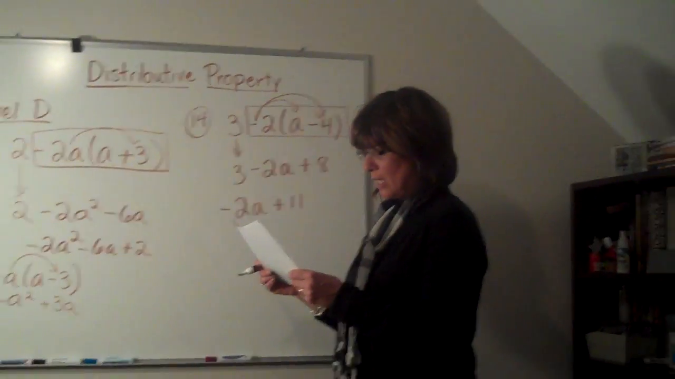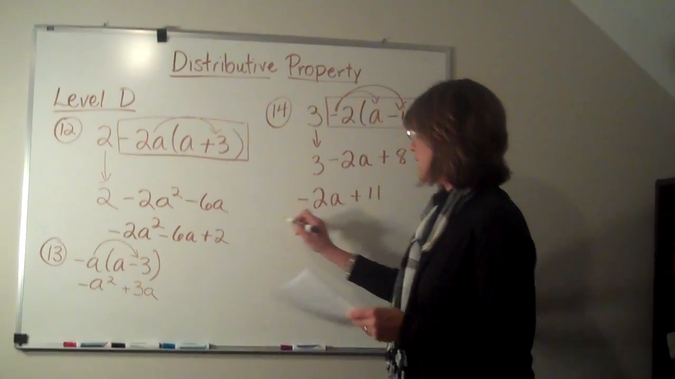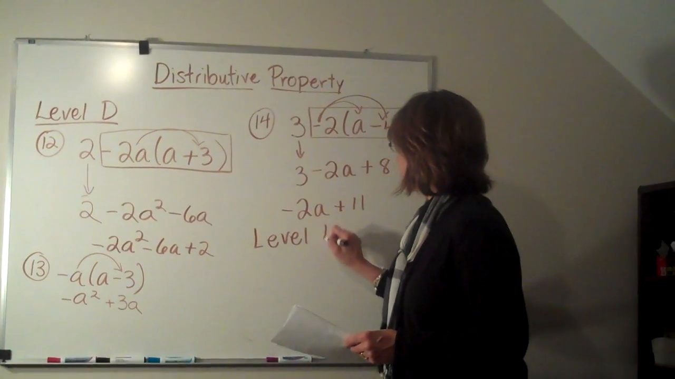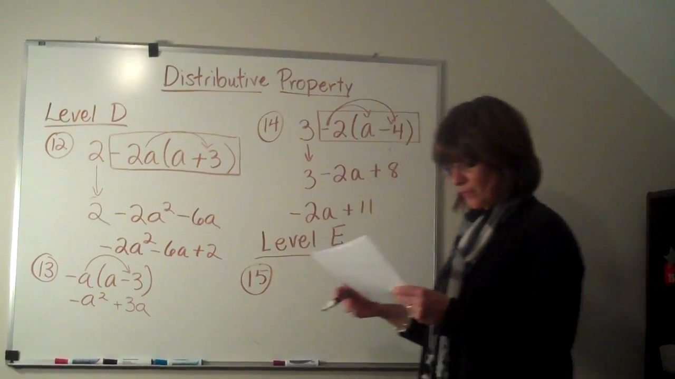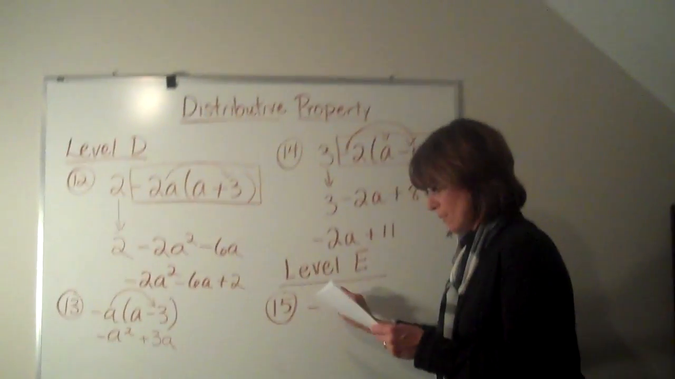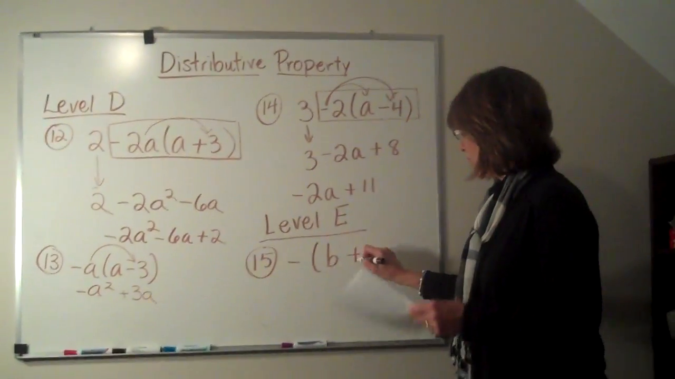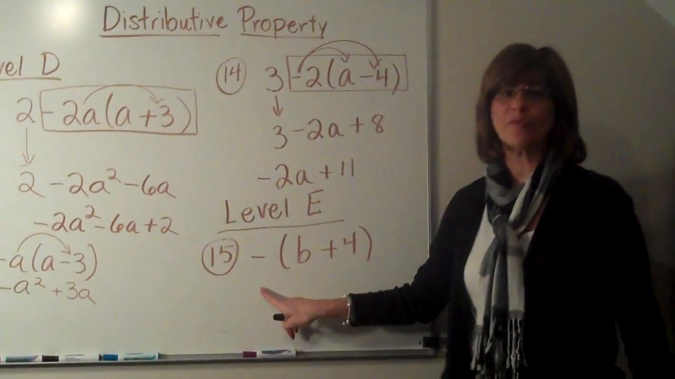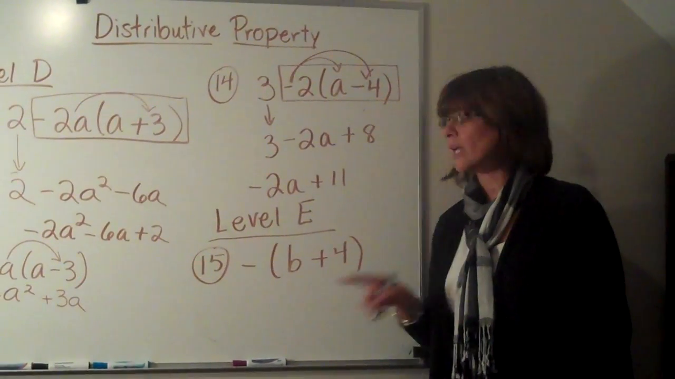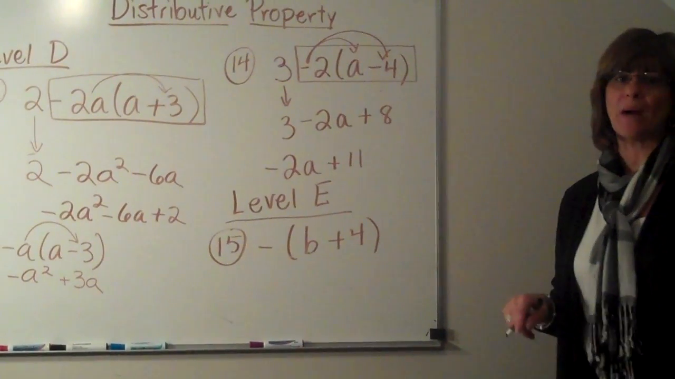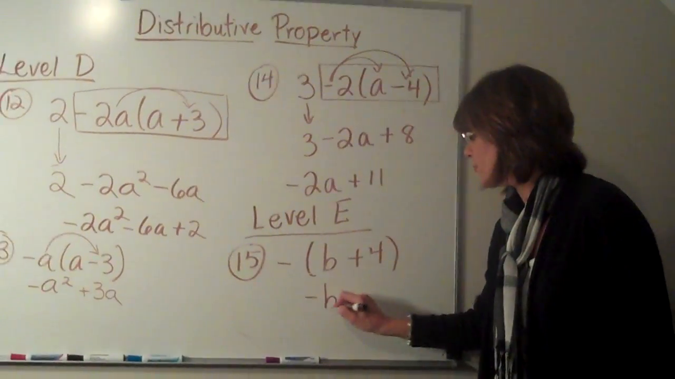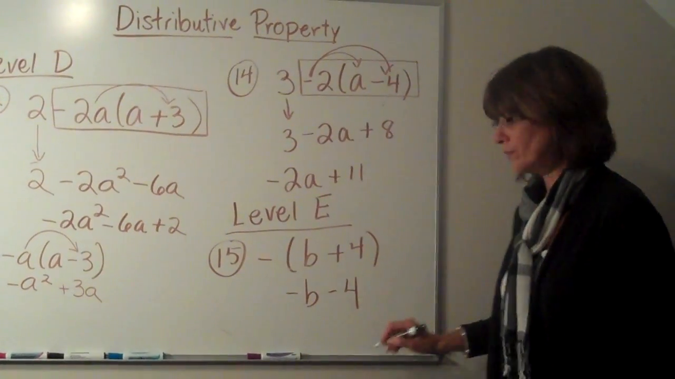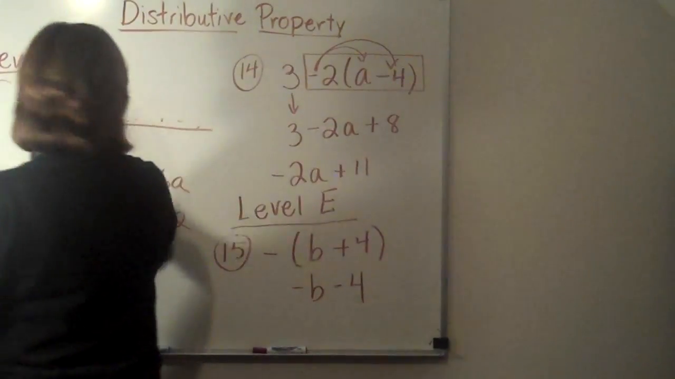Okay, now we're moving on to level E. And we're almost to the end. So the next type, this type, I'm just going to have a negative sign out front. So that means what I'm really doing is multiplying everything in here by negative 1. I'm really taking the opposite of everything. So it would be negative b minus 4. Okay, number 16.